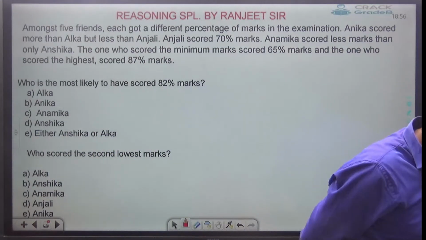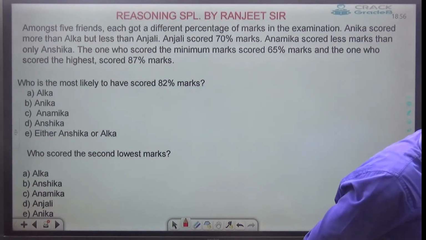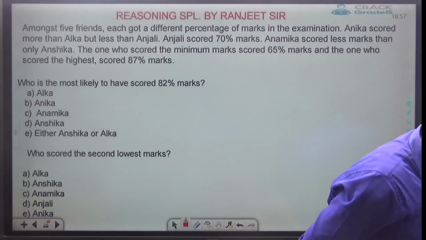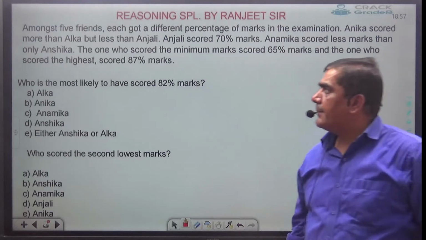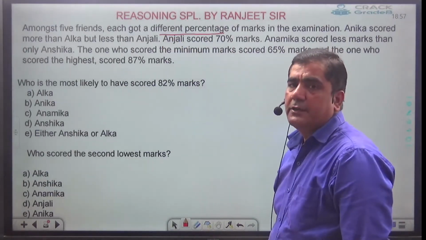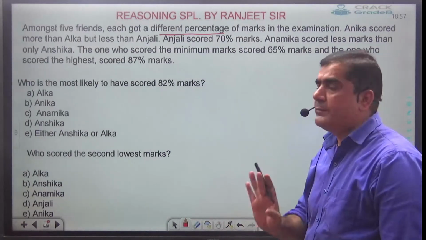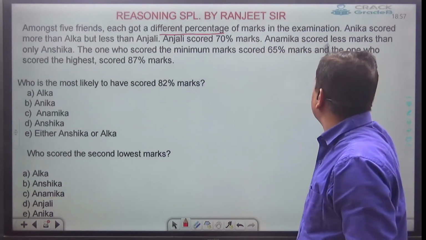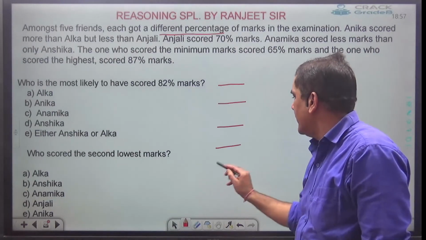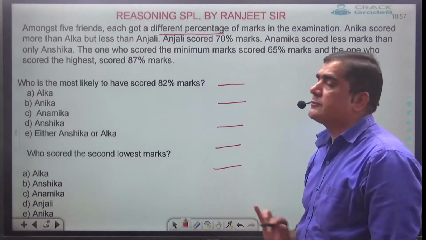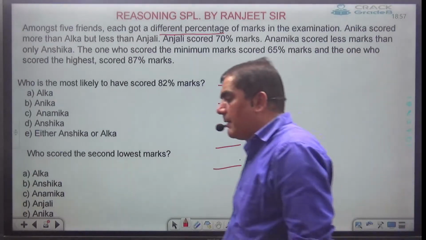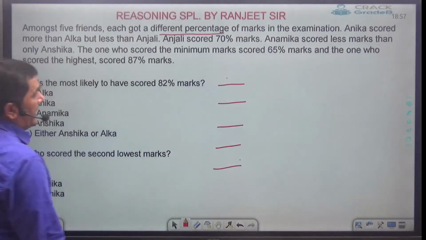Clear? So let's try this one and tell me what's the answer. Now here they are saying among 5 friends each got a different percentage. Now all the persons will have different percentages of marks in the examination. So I need to arrange 5 persons. The person who has got the maximum marks will be at the top, minimum will be at the bottom. Maximum marks at the top and minimum at the bottom.